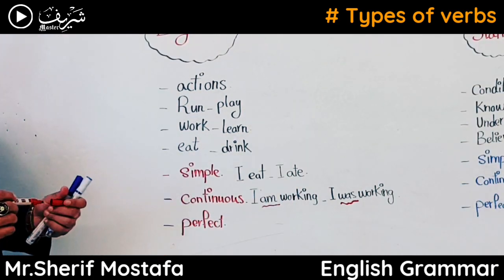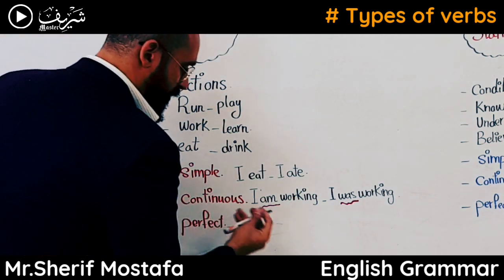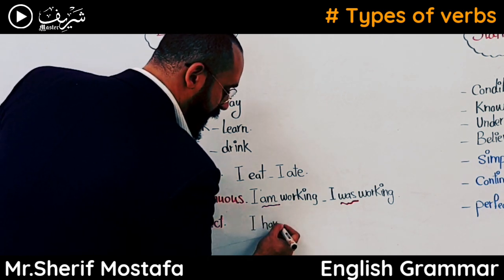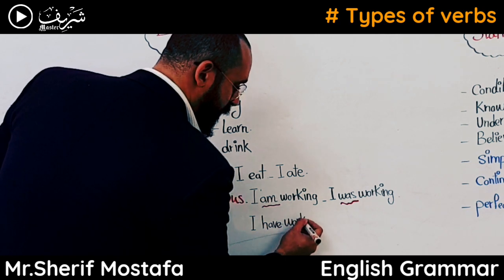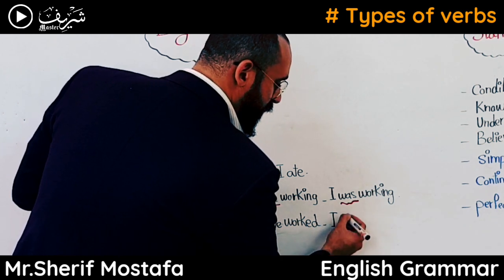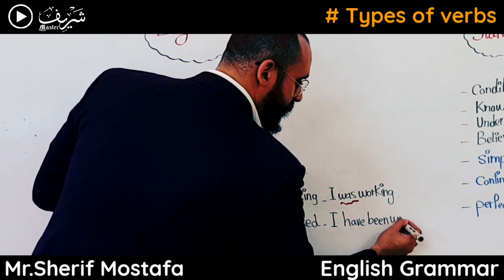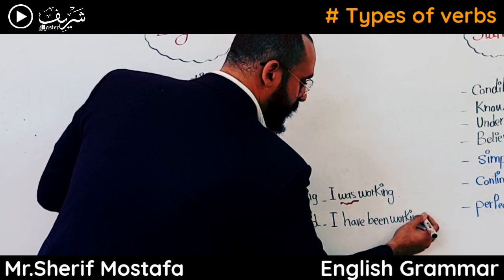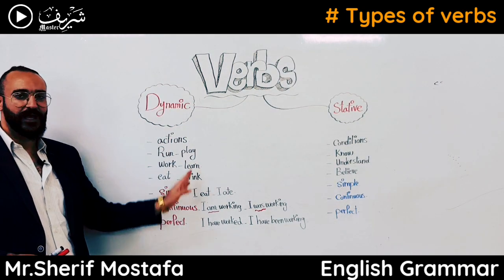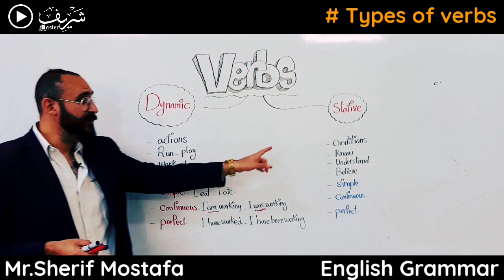Great. So related to the perfect form, we can say I have worked, or I have been working. This is perfect. So this is related to the dynamic verbs, which are used more for actions than conditions.